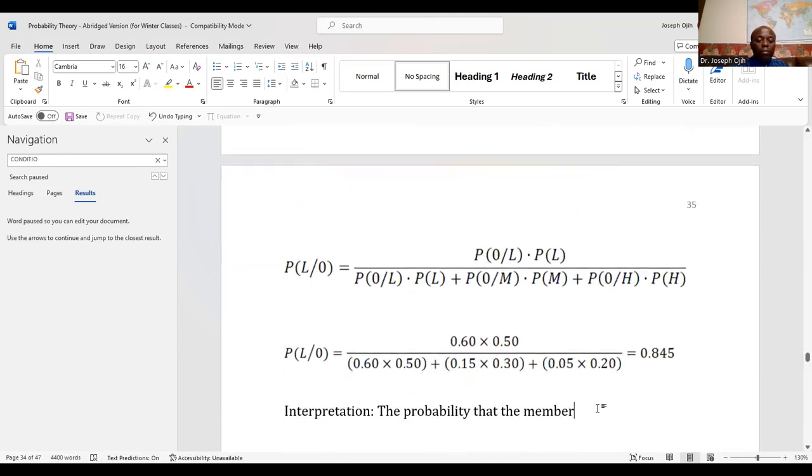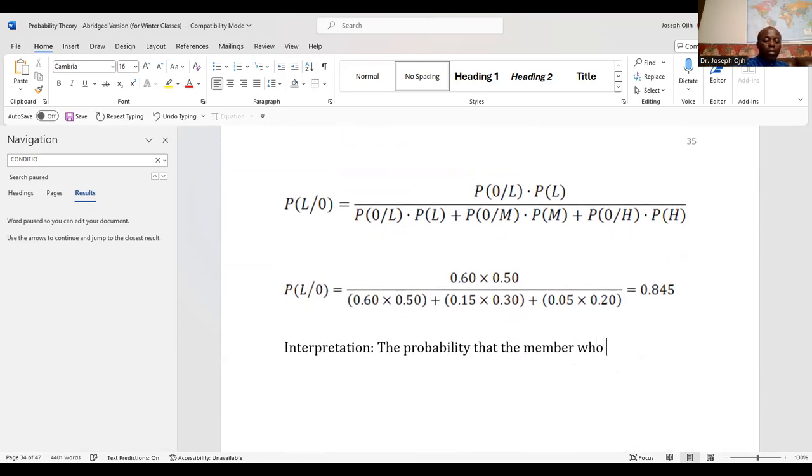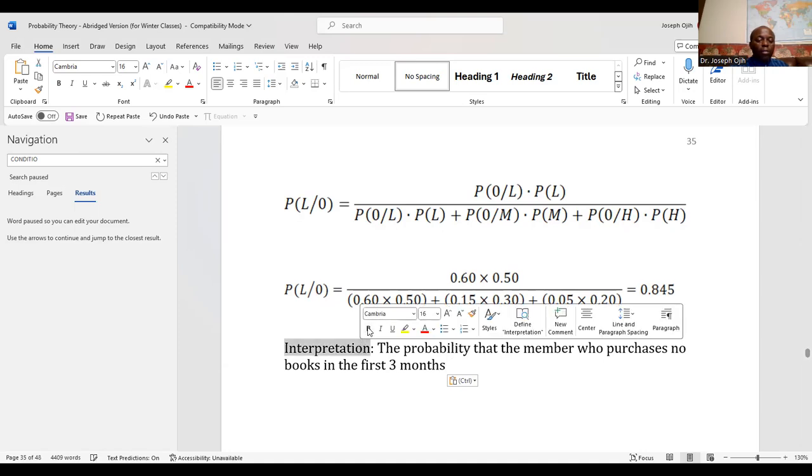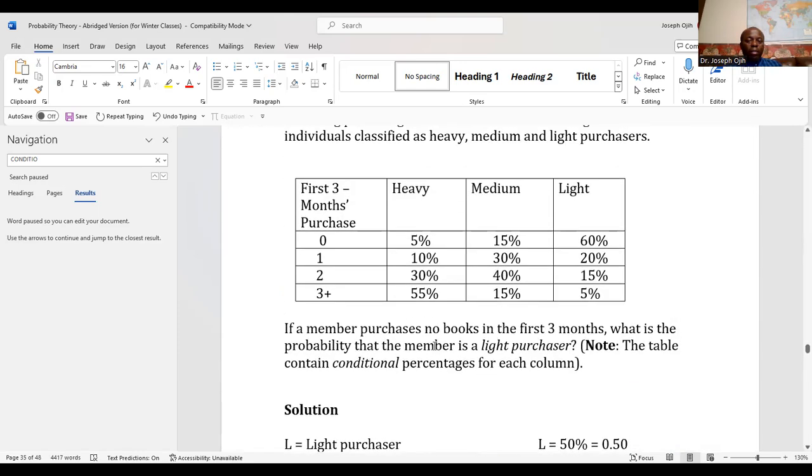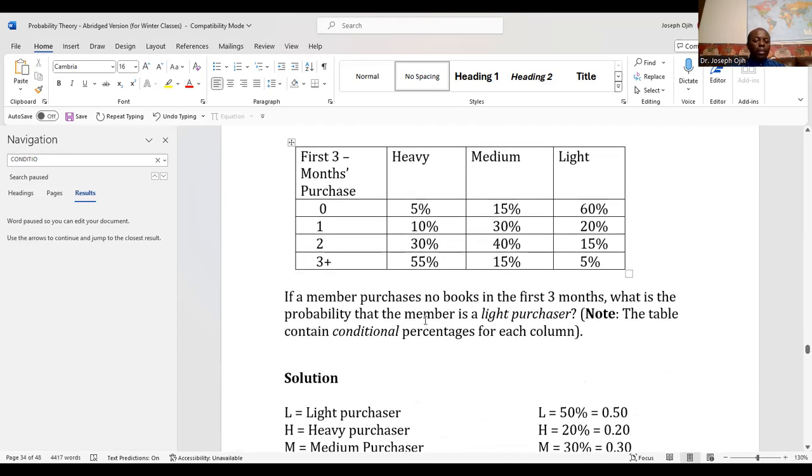Okay. Who purchases notebook in the first 3 months is a live purchaser. Purchaser is 0.845 or 84.5%. Yeah. This is Bayes' theorem. This is exactly the Bayes theorem. This is the type I'm gonna give you as a classwork.